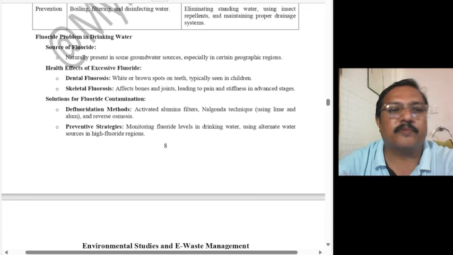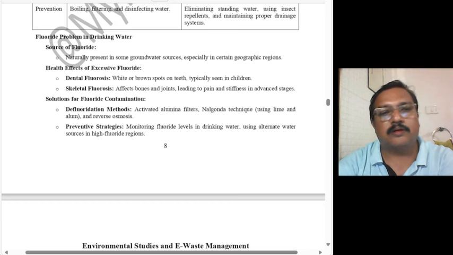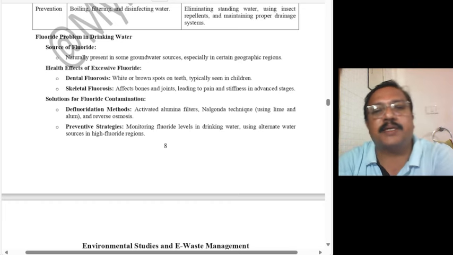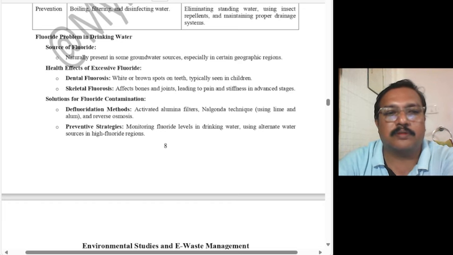Now the sources. Fluoride is a natural mineral which is found in water, rocks, and soil. So in some places, especially certain geographical areas, there is naturally more fluoride in groundwater, because the water can pick up the fluoride from certain types of rocks or soil which are in contact with the water body. So if people live in areas where groundwater has a high fluoride level, they might be drinking too much fluoride without even knowing it.